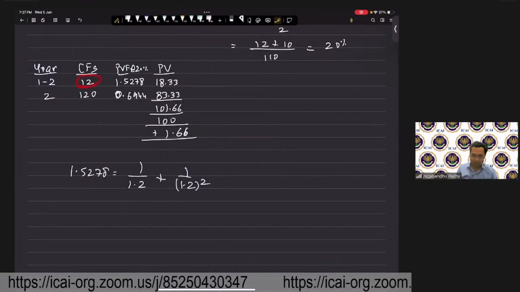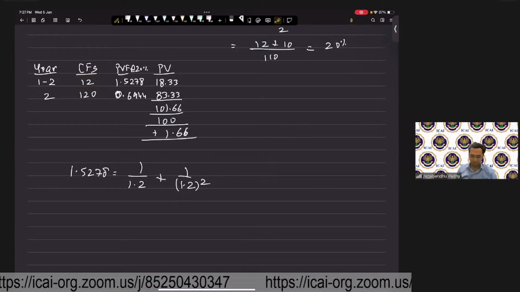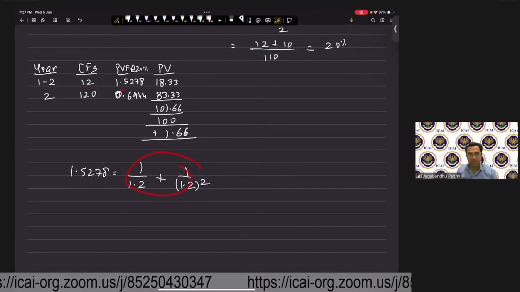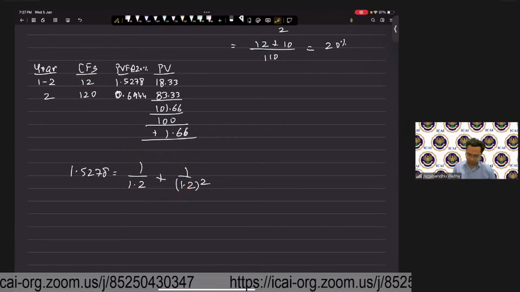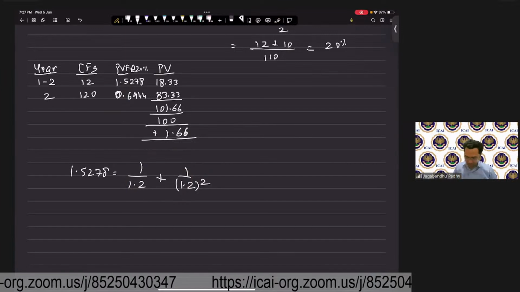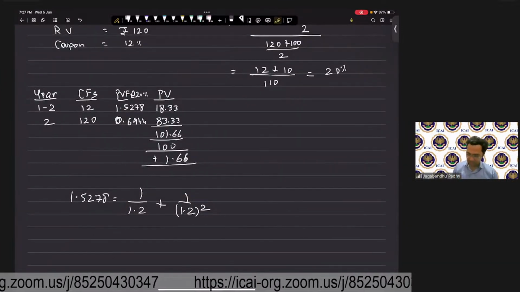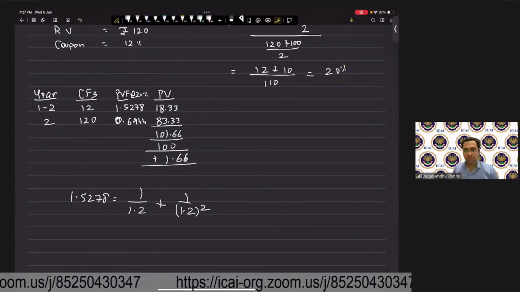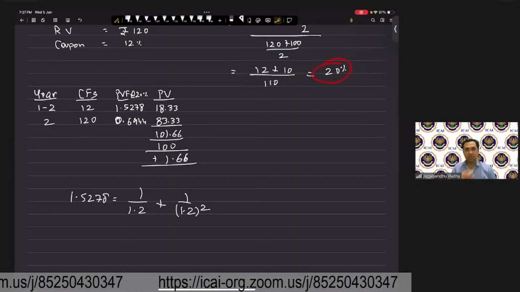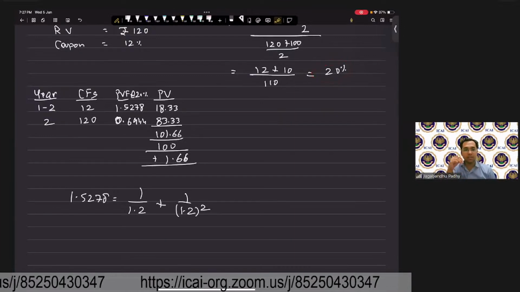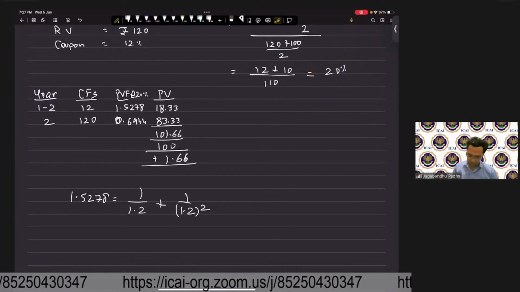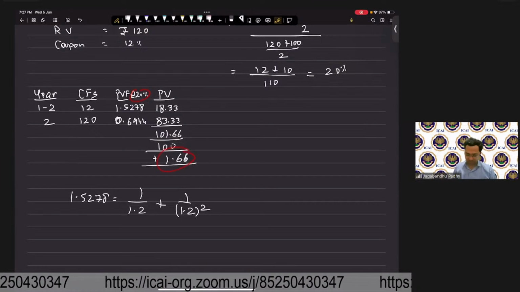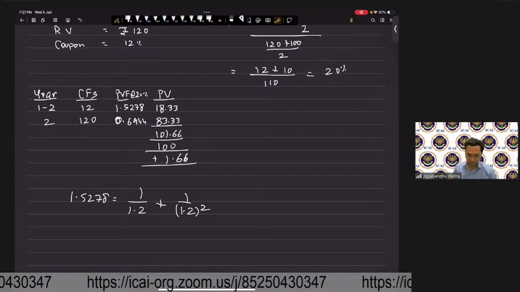Like you're going to receive 12 two times. So the total of two PV factors is 1.5278. Okay. So we get the surplus as 1.66. It means exact 20% is not our cost. Rather, it will be something different. So at 20%, we get 1.66 as a surplus. So we are going to reduce it.